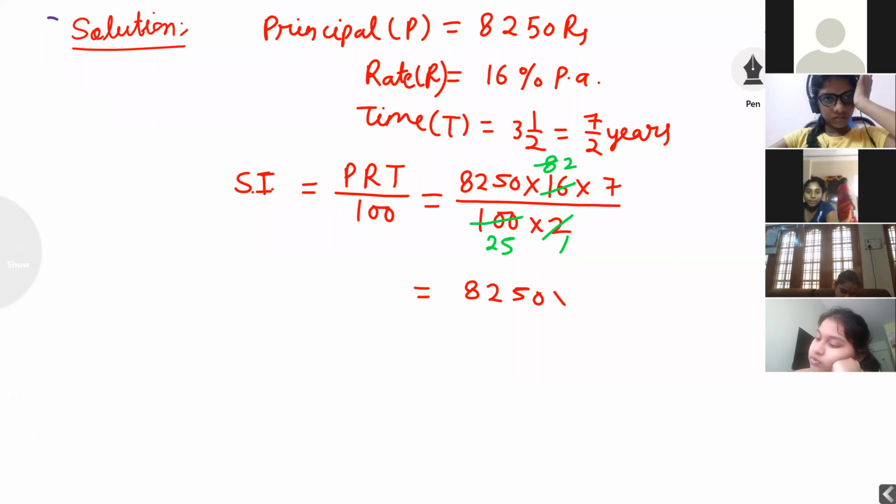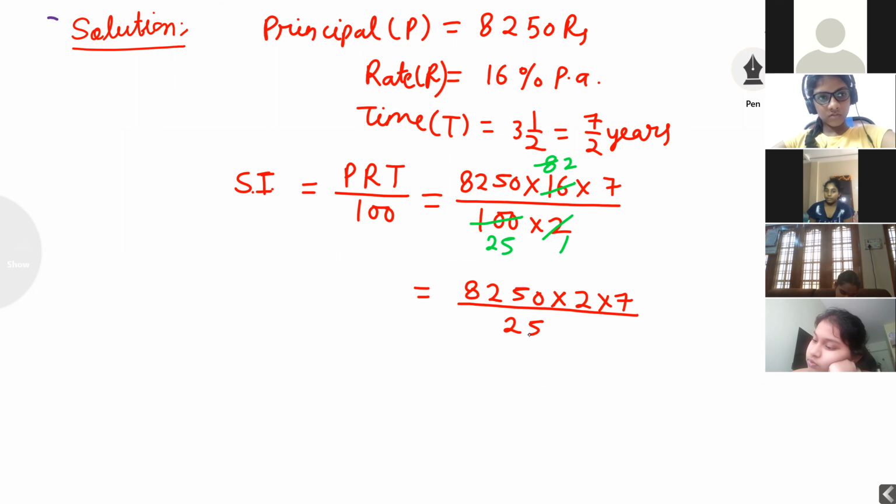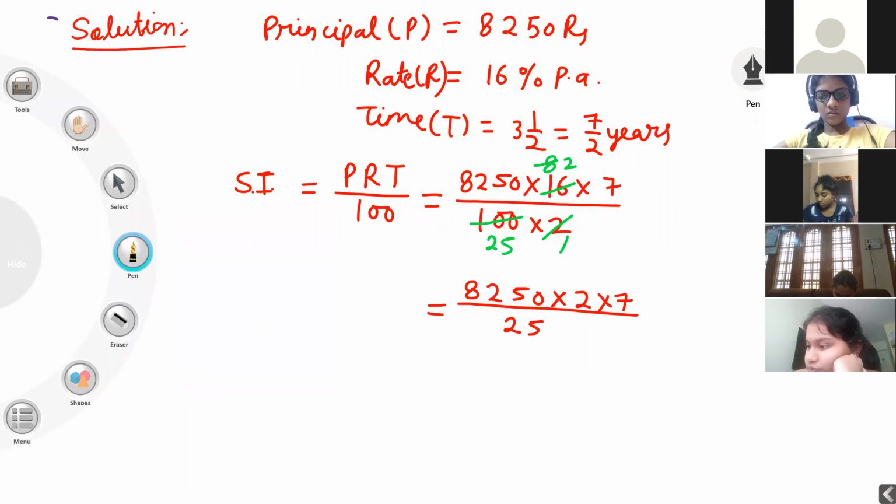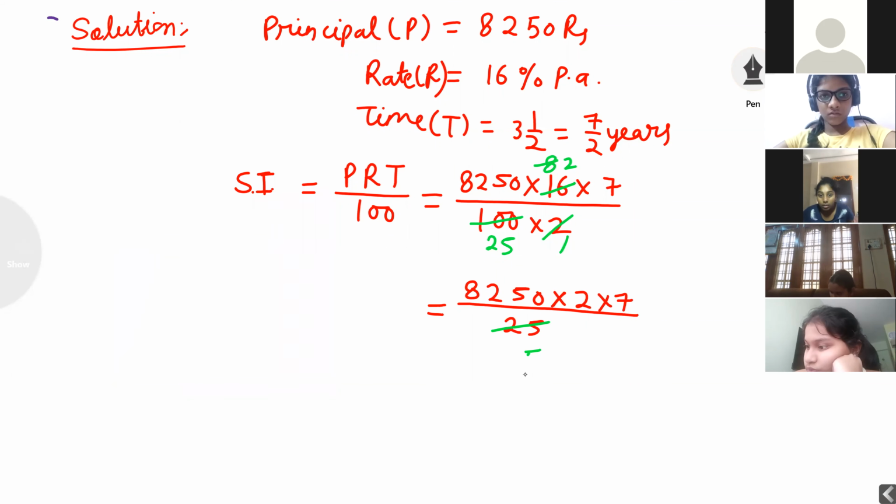8250 into 2 into 2 into 7 divided by 25. Now divide by 5, everyone. 5 5s are 25. Next, 5 ones are 5. Next, how much remaining? 3. 30. 5 6s are 30. Next 2. 5 5s are 25.